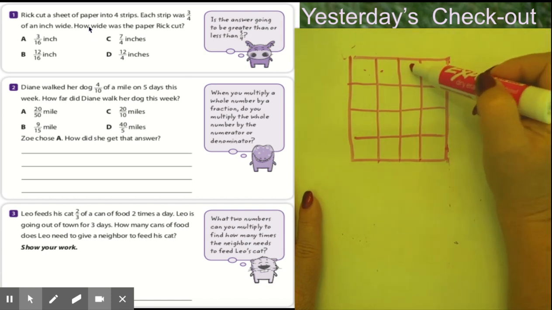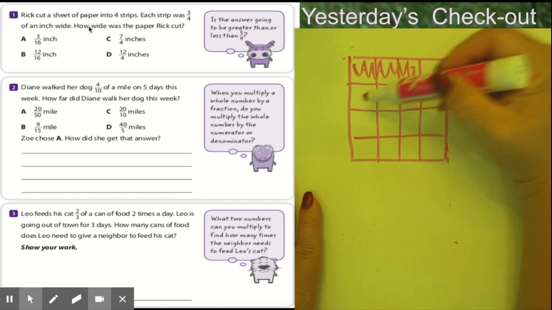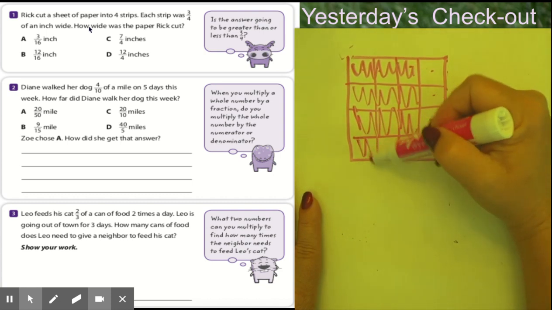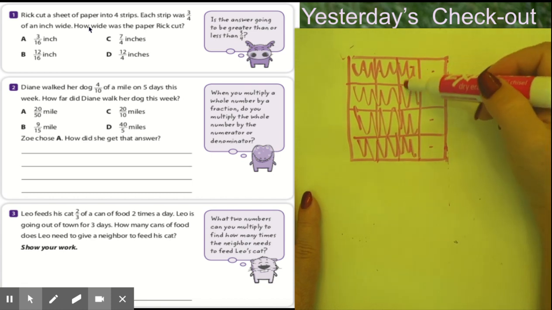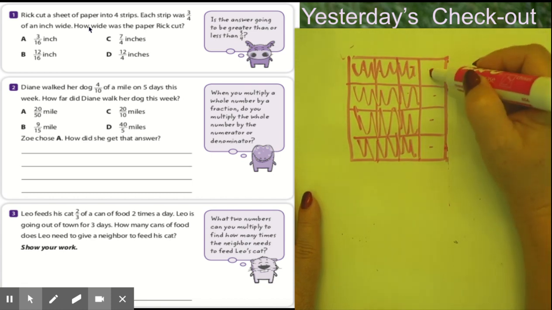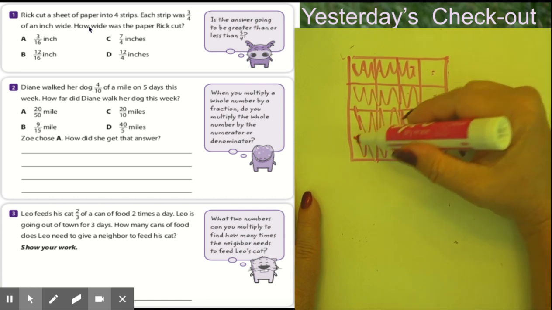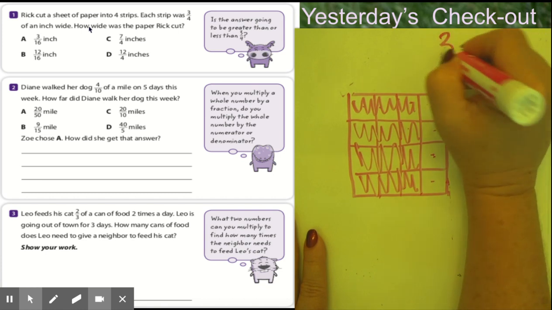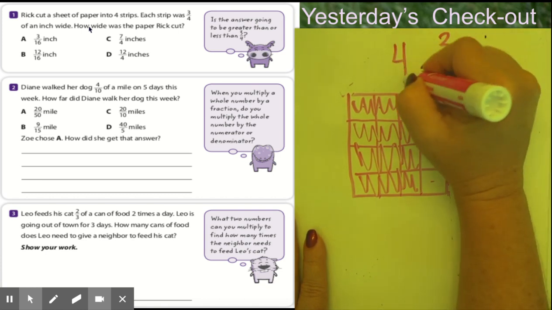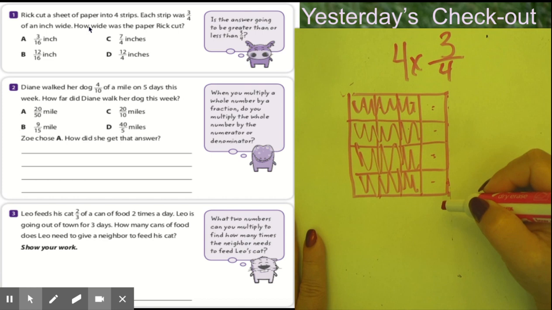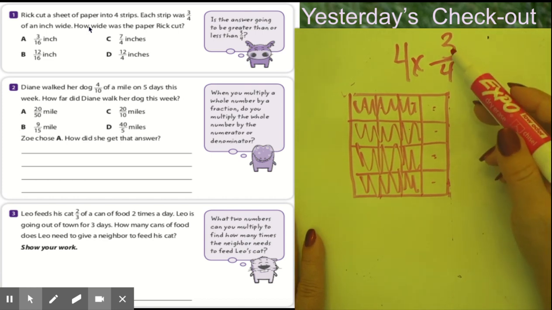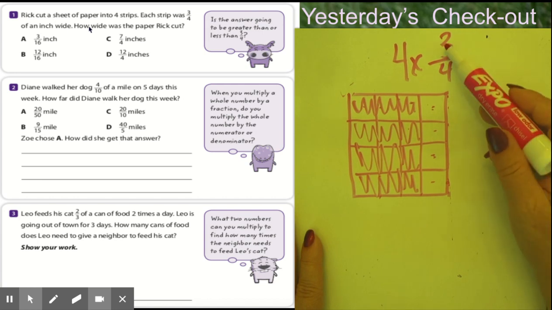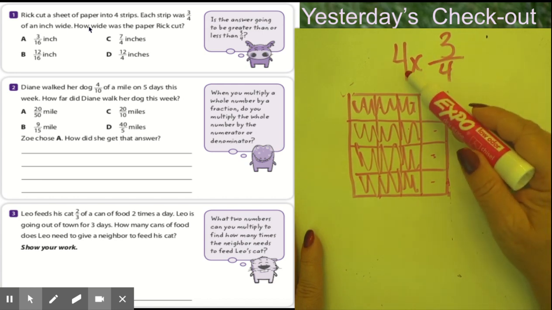Now I need to cut it again and again. 1, 2, 3 out of 4. 1, 2, 3 out of 4. 1, 2, 3 out of 4. 1, 2, 3 out of 4. I just illustrated 3/4, 4 times. So here is the problem. And it's 4 times. So is this answer going to be bigger than 3/4 or smaller than 3/4? Well, it's going to be bigger because we're basically adding 3/4 4 times.